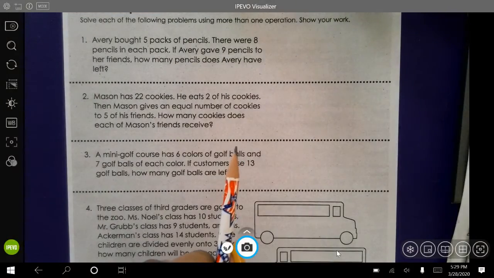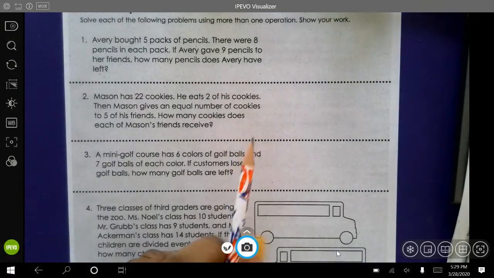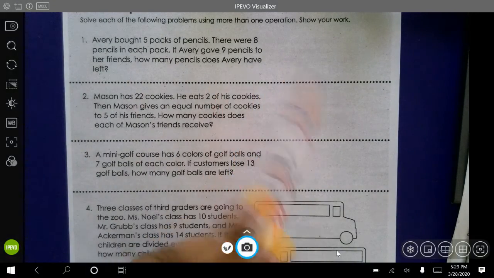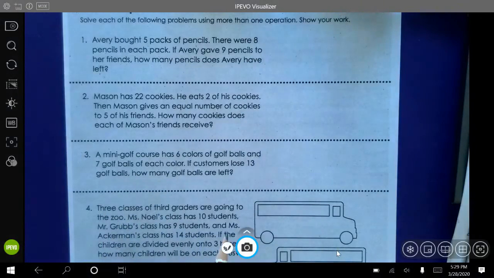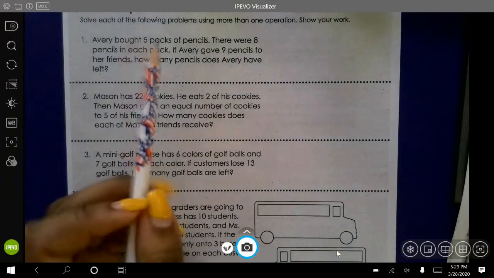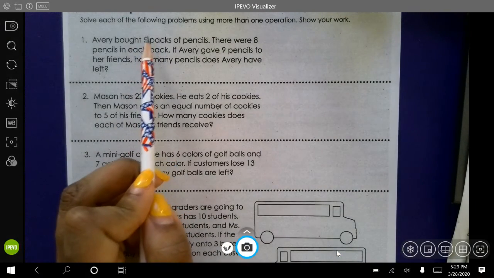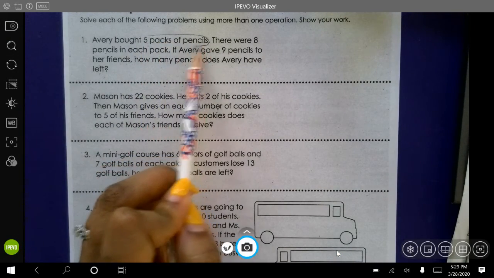So let's look at our first step in the CUBES method. The first step says that you want to circle key numbers, okay? So we have 3 numbers within this problem, okay? We don't know if they're key numbers yet, but we're just going to go ahead and circle them because I think they're numbers that we need to use in order to solve our problem. So we have 5 packs of pencils.